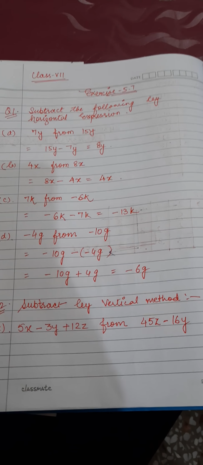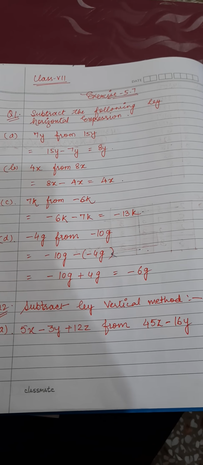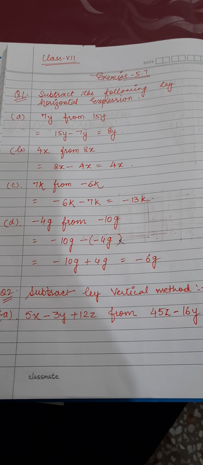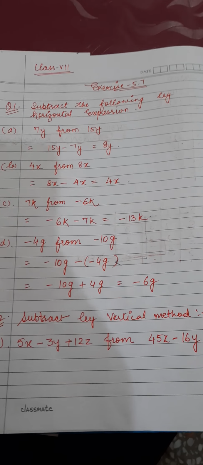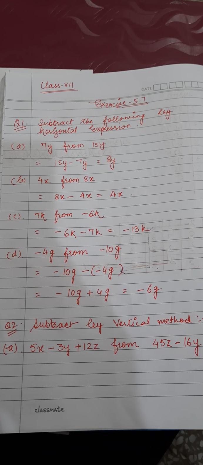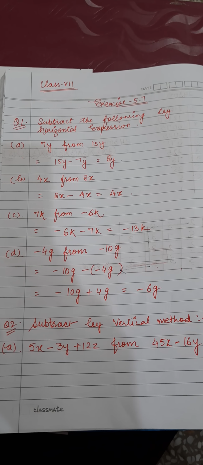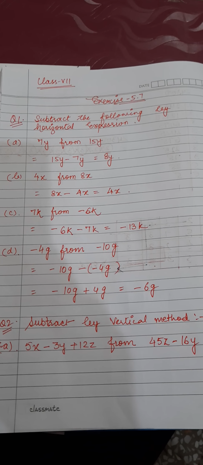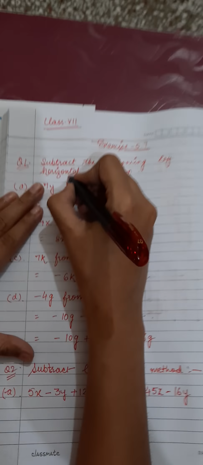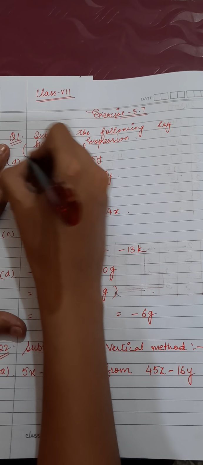Hi everyone. In the previous lecture, we have done the addition of the algebraic expressions in horizontal method and vertical method. Now in this exercise 5.7, we are going to start doing the subtraction by both horizontal method and the vertical method. Now the first question is subtract the following by horizontal method. Horizontal means you have to solve it by horizontal method.